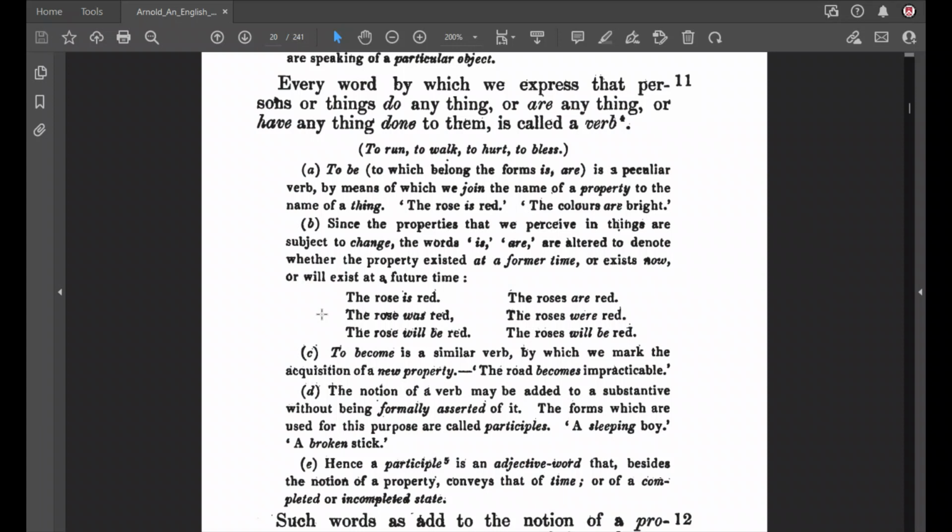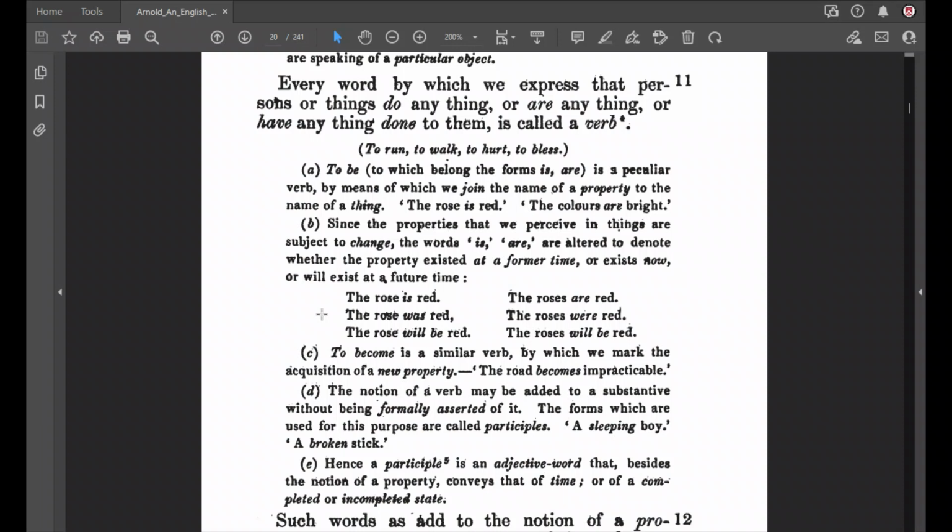To be is a peculiar verb by means of which we join the name of a property to the name of a thing. The rose is red. Rose is the subject, the object that we're saying something about. Red is a property. We're predicating the property red of the subject rose. And the verb is a copula, or a verb that joins the subject to the predicate. That's note A under paragraph 11.